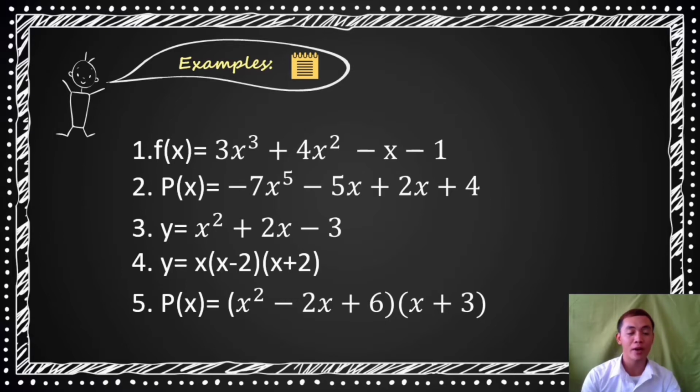Number 5, we have p of x is the product of x squared minus 2x plus 6 and x plus 3. So you observe that in x squared minus 2x plus 6, the degree of the polynomial is decreasing, also with the polynomial x plus 3. So those are the 5 examples of a polynomial function.